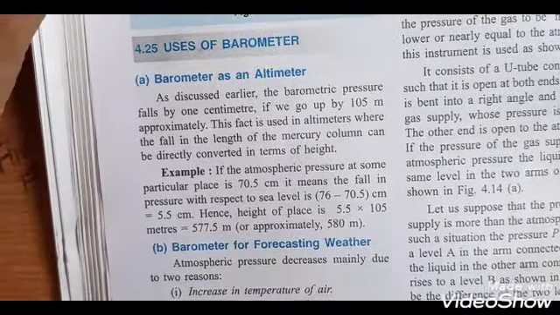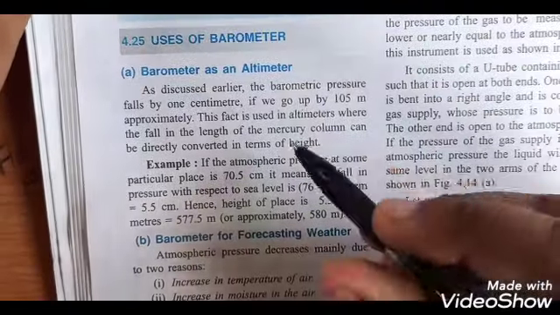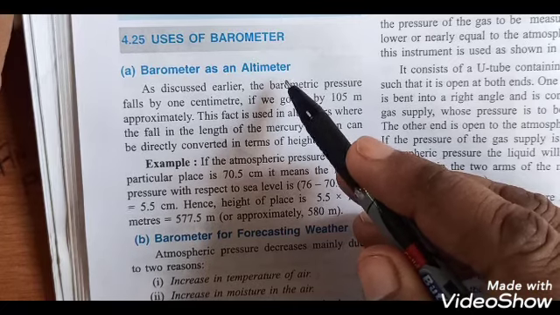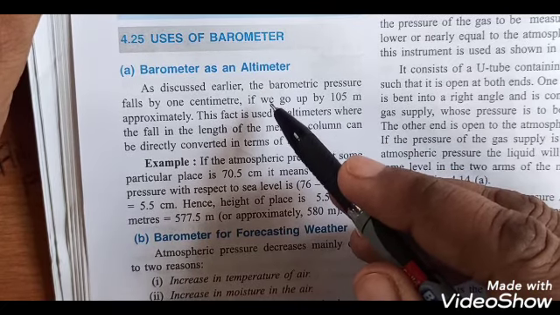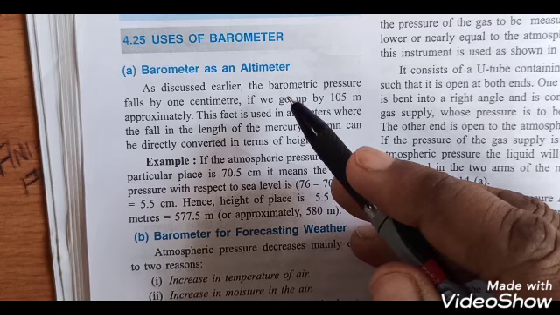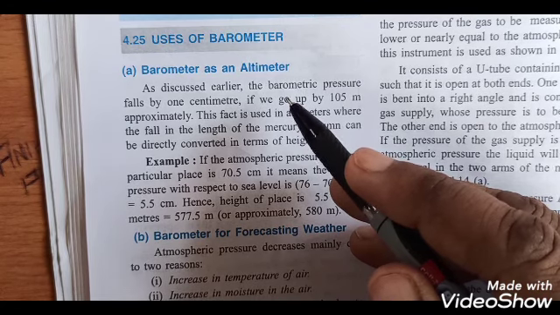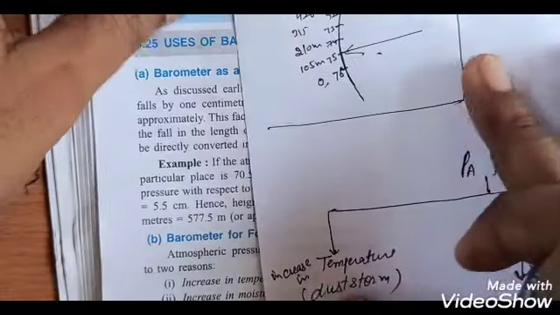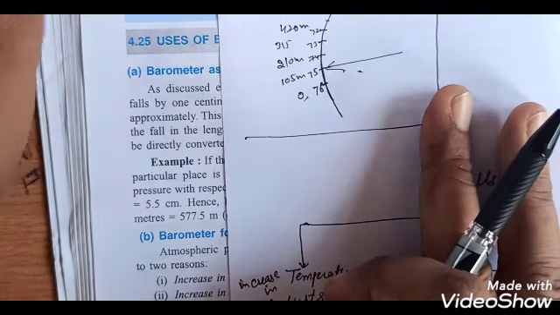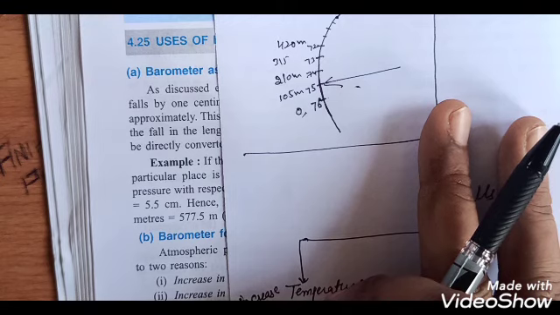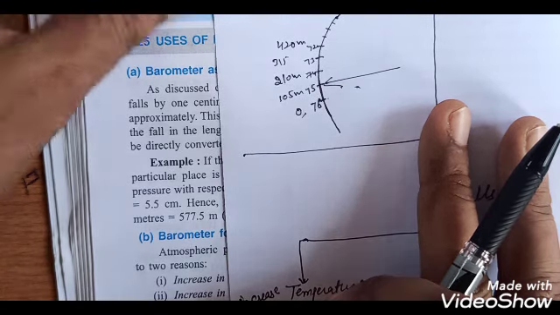Uses of barometer. Barometer as an altimeter. An altimeter is a device used to measure the altitude of the place, the height of that place from sea level, right? Now, we have already discussed, if the barometric pressure falls by 1 centimeter, how much height have we moved up? 105 meter.